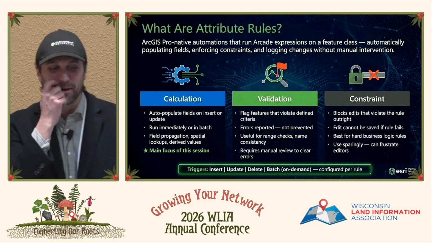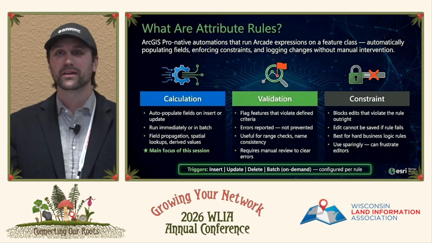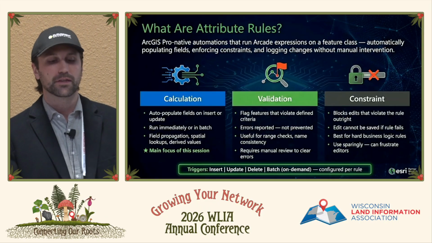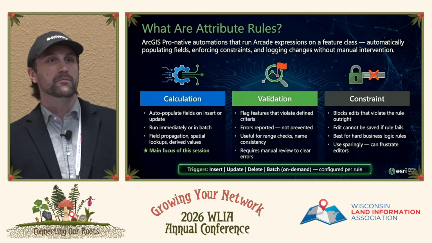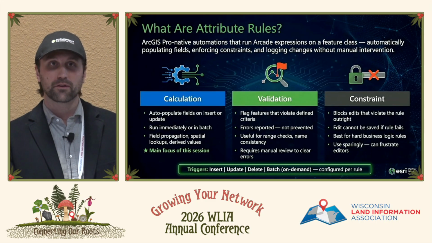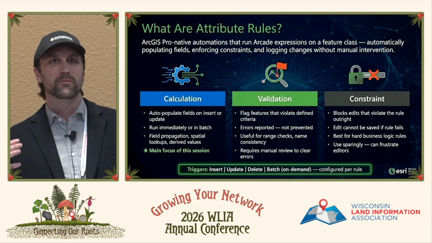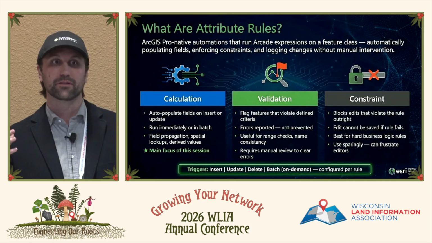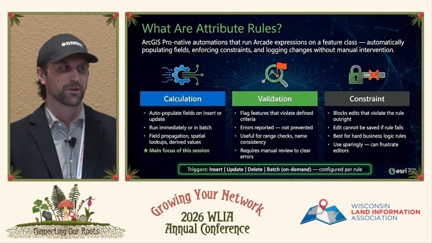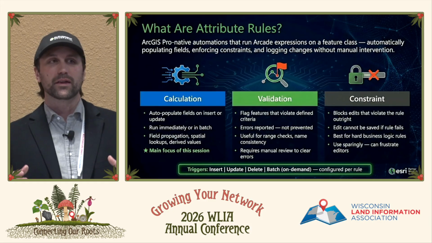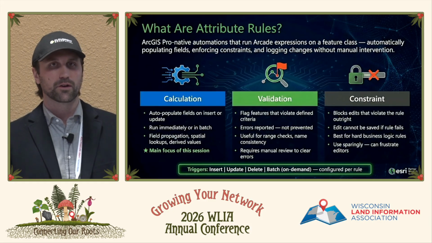Okay, so what are attribute rules? There are three main types. We have calculation, we have validation rules, and then we have constraint rules. Like I said before, we're going to focus on calculation rules. This is generally the area that most people click into and say, oh, that's what I'm looking for. All of these are automations that are easily built and configured within your Arc Pro environment.